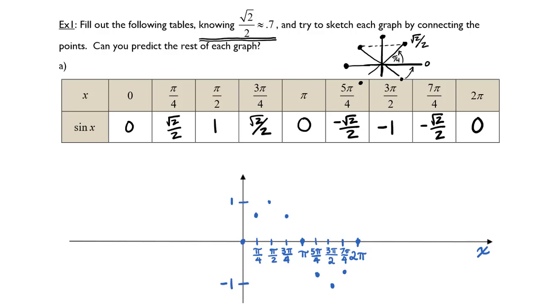If I connect these dots, I get something that looks like this. It's a nice, smooth, oscillating curve. It's called a periodic graph. So you would expect that the next period would look something similar, and I'm drawing that as a dotted line here. And it would just continue oscillating up and down as we go toward positive and negative infinity. So you can see how this would keep going in both directions.